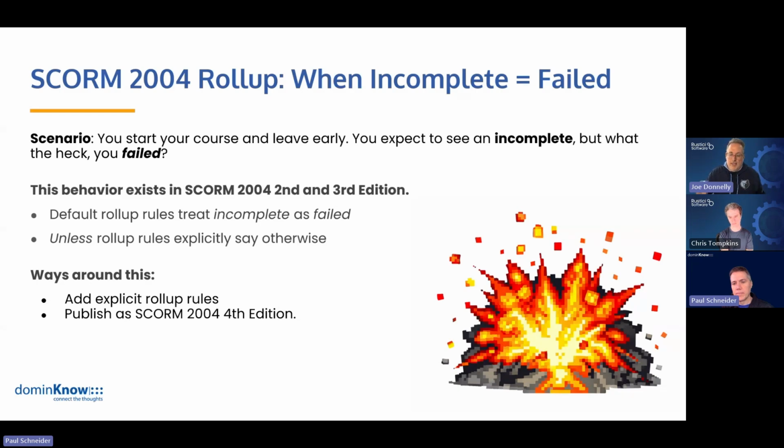There is a more easy button approach to it, though. In SCORM 2004 4th edition, they actually changed the default roll-up rules to roll-up unknown instead. So in the scenario we described above, instead of seeing incomplete failed, they'll see incomplete unknown, which to me would be a lot less scary, and I wouldn't have to go talk to Chris about my performance.